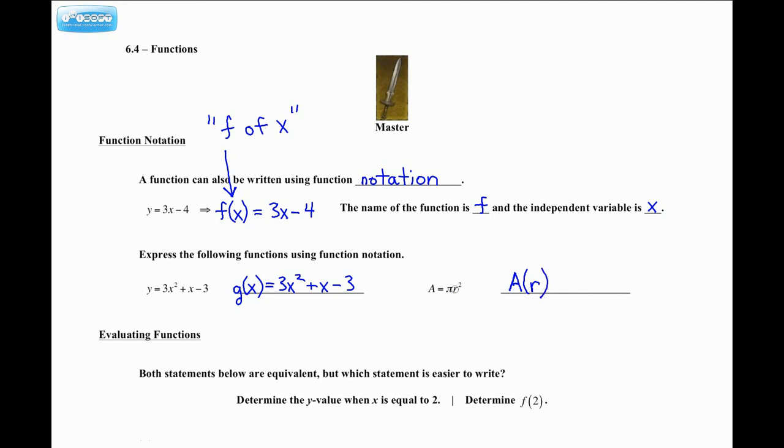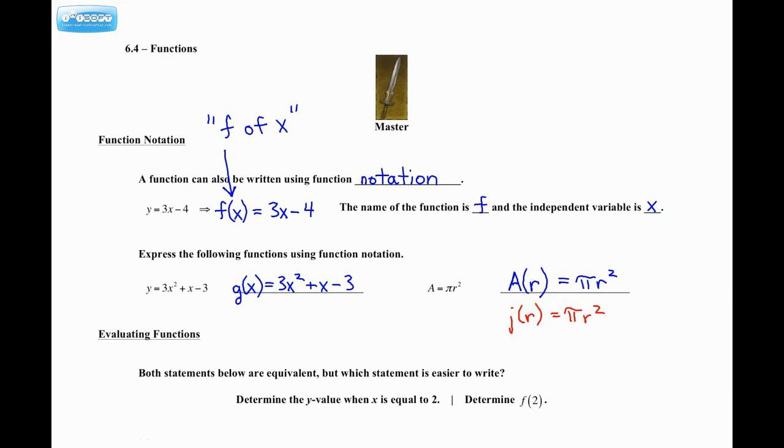Because r, that is the independent variable. Pi is not a variable. That's a constant. So there we go. Okay, you don't have to use the letter A. You can use any letter you want. It makes sense to use A because we're talking about area. I don't know, you could call it J of r. R is the radius, J of r is pi r squared. So really, you can choose any name you want. Okay, but it usually makes sense to pick a letter that, well, makes sense.